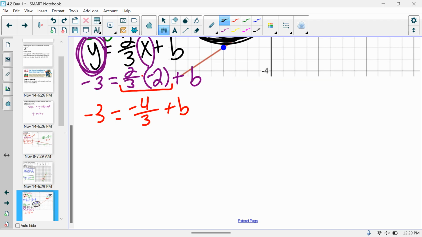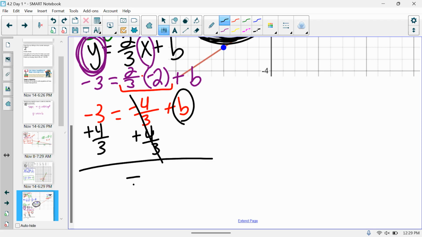So if we're trying to find B, right, that's the whole goal, to find the y-intercept. To get B alone, we would just have to add 4/3, right? Because -4/3 plus 4/3 would be 0. We have to do it on both sides. So -3 plus 4/3. Somebody tell me once they have that.